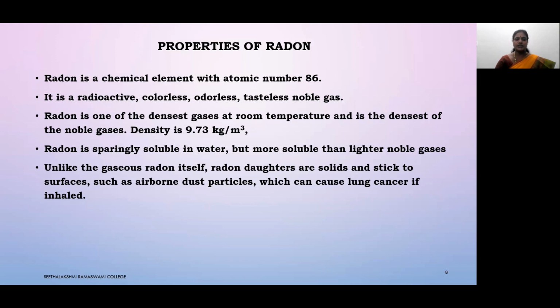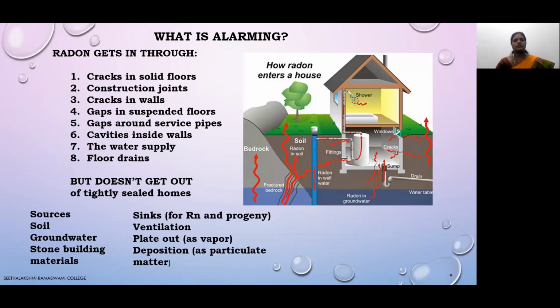Unlike the gaseous radon itself, radon daughters are solids and stick to surfaces, such as airborne dust particles, which can cause cancer, lung cancer, if inhaled. What is alarming now? A common source of radon is uranium-containing minerals in the ground, and therefore it accumulates in subterranean areas such as basements. Radon can also occur in some groundwater like spring waters and hot springs.